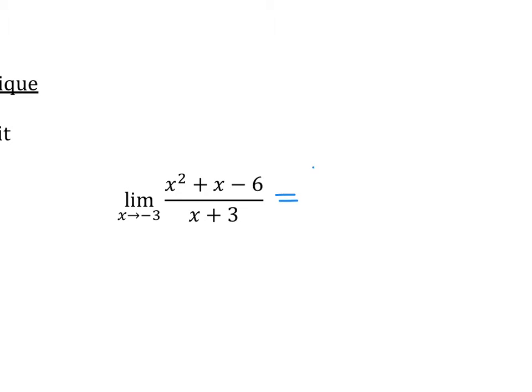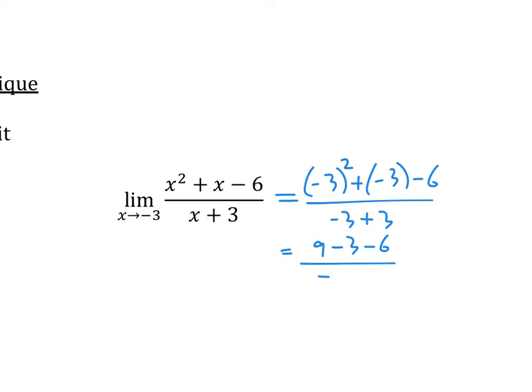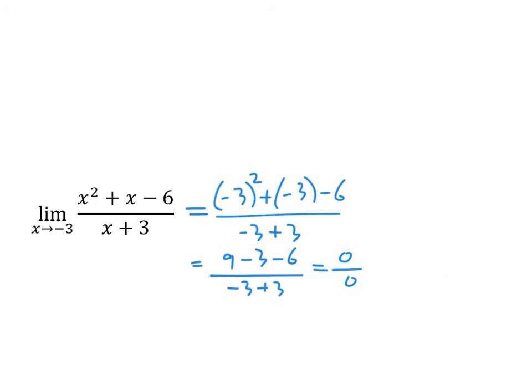So negative 3. Negative 3 squared plus negative 3 minus 6 over negative 3 plus 3. So that is 9 minus 3 minus 6 over negative 3 plus 3. We end up getting 0 over 0. 0 over 0 is called the indeterminate form. That means we don't know, indeterminate.